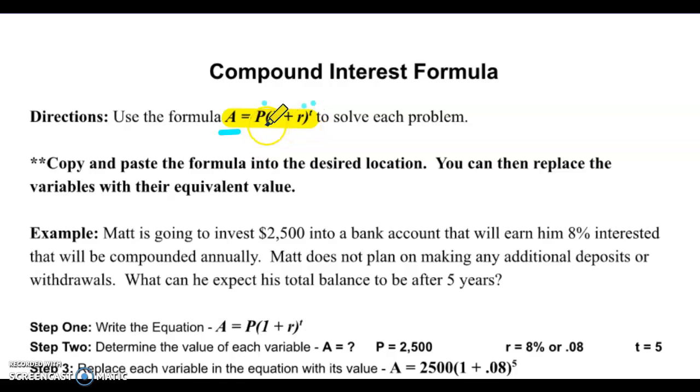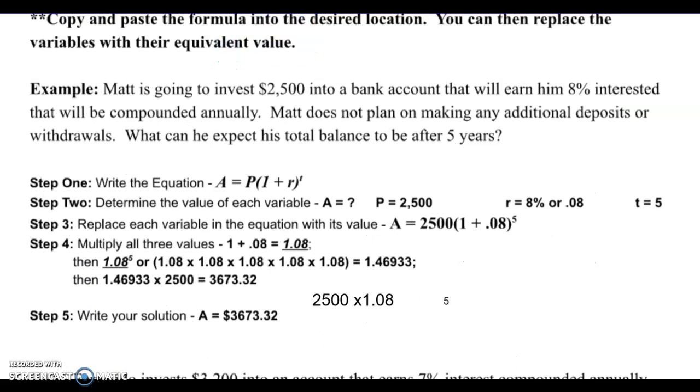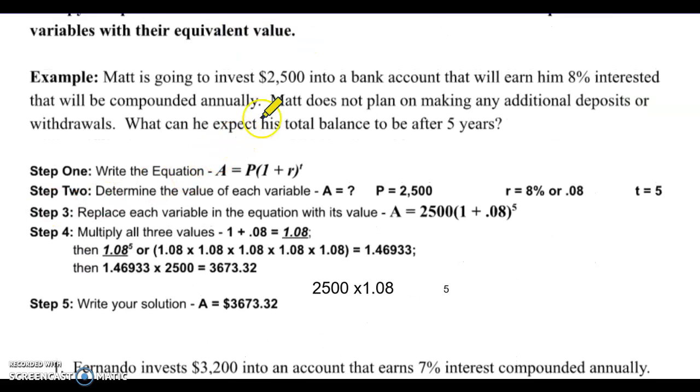But in the calculator, I'm going to start with the principal. I'm going to have to add 1 to the rate, and then I'm going to have to use the T as an exponent. So if you look down on the example that they give you, you're going to see that 2500 is right there. There's my principal.